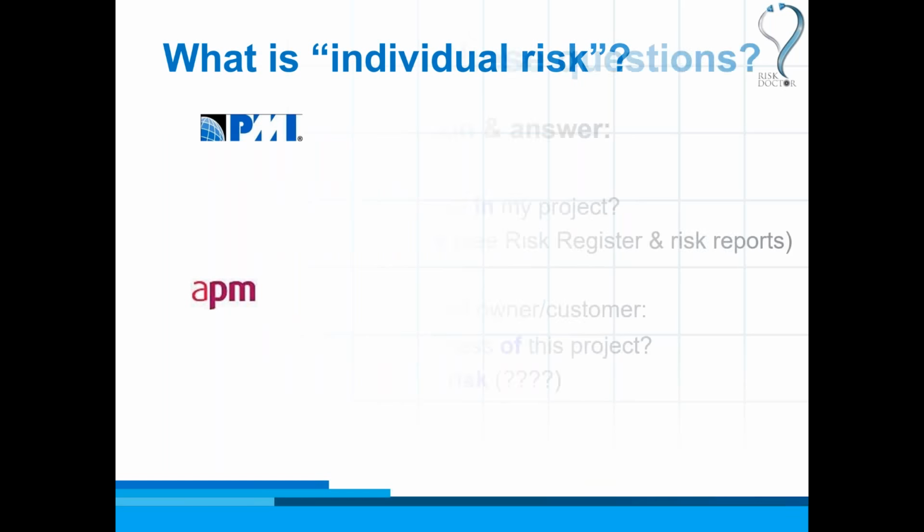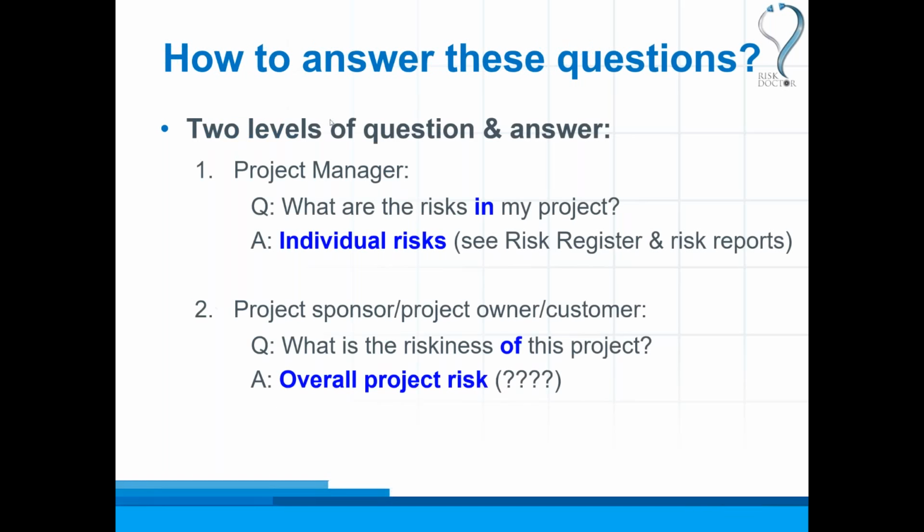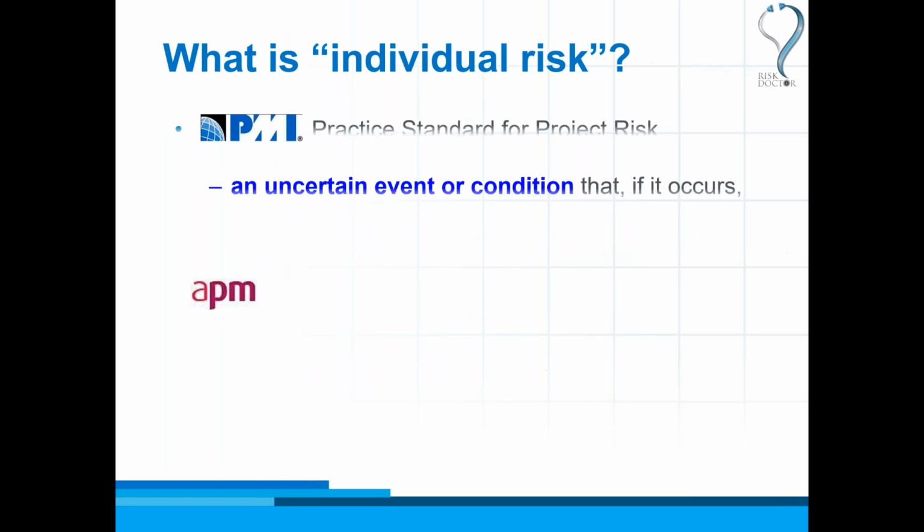If we just go back to the previous slide, you'll see that we have two levels of answer to the question, how risky is my project? One is to list the individual risks, which is what I used to do in 1984. And the other is to think about what overall project risk might be. How risky is the project overall? And these things are defined in our standards.